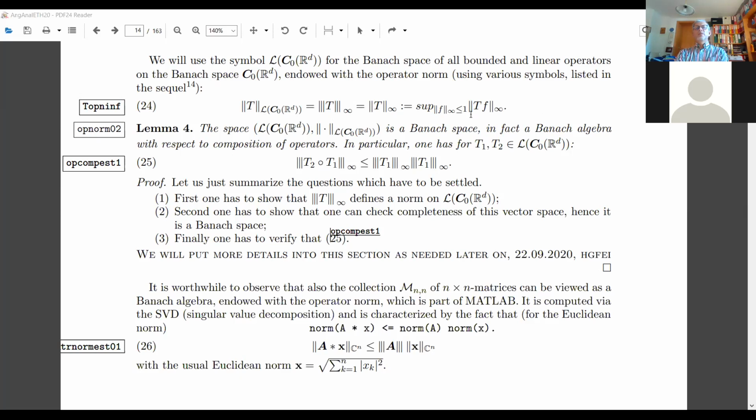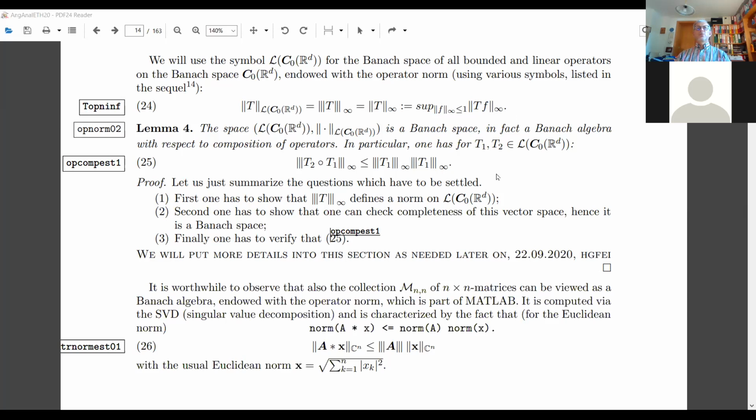So maybe we should write here also that this number, the operator norm of T with respect to the sup norm, is the smallest number that allows you to control the size of T f by this particular number times the size of the input.